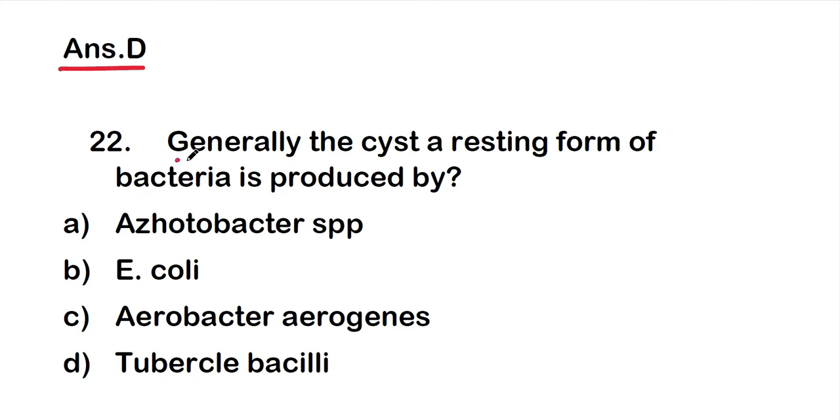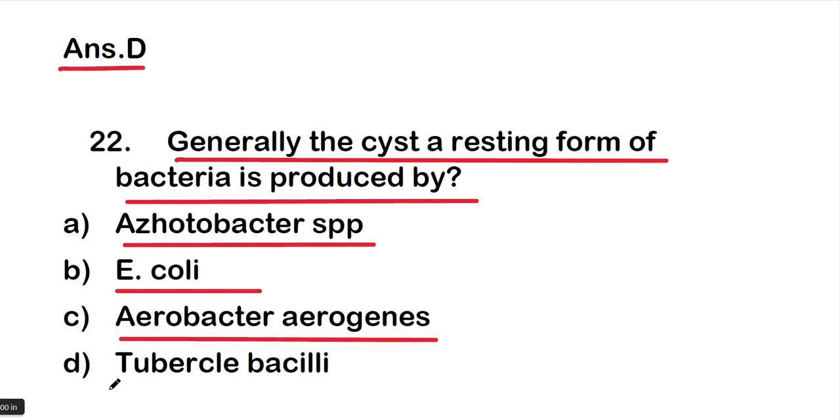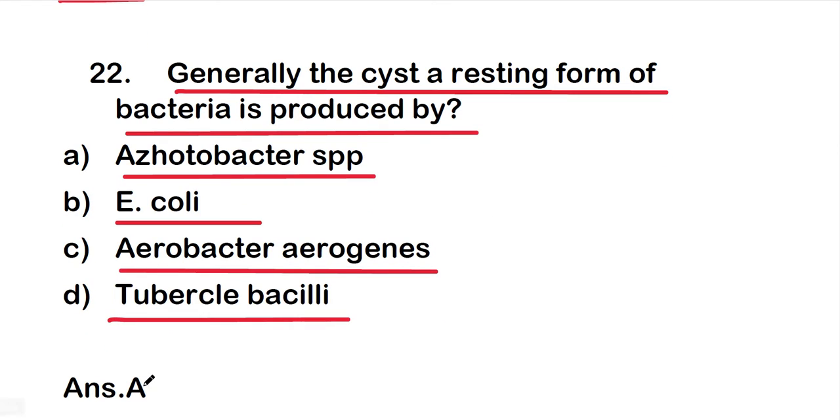It is, generally the cyst, a resting form of bacteria, is produced by Azotobacter species, E. coli, Aerobacter aerogenes, or tubercle bacilli. And the right answer is option A, that is Azotobacter species. So generally the cyst, a resting form of bacteria, is produced by Azotobacter species.